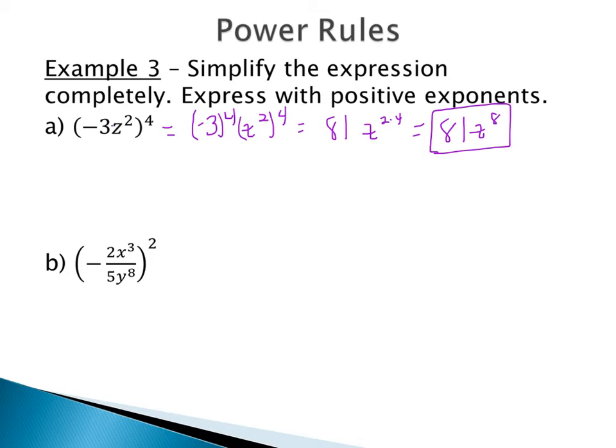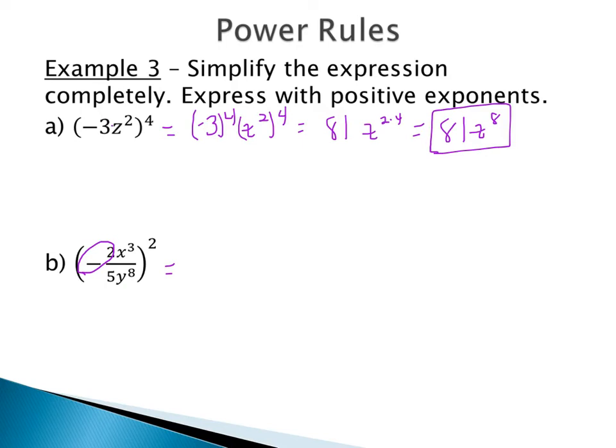Next we have our quotients to powers. So here I have a few issues. Definitely we have more numbers and variables that we have to deal with. The squared exponent is going to be brought into each part. Also, with that negative out in front, my suggestion is to attach the negative to the numerator. You want to either attach it to the numerator or to the denominator, just not both.